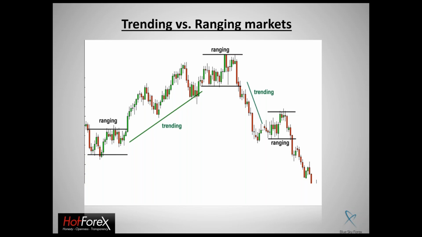Really straightforward. Let's pretend that there was some economic news that hit the market that made the price move. As soon as the news hit the market, the price broke out from the range. It broke the resistance level and started trending upwards. Now, the price never moves in a linear or a straight line. It does so in waves.